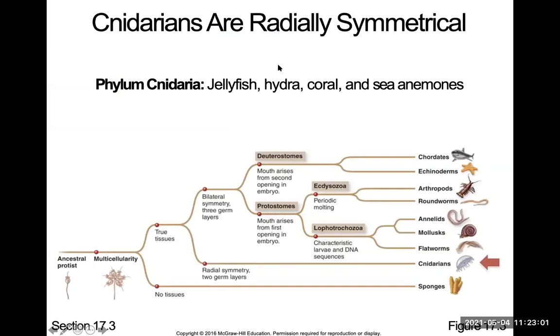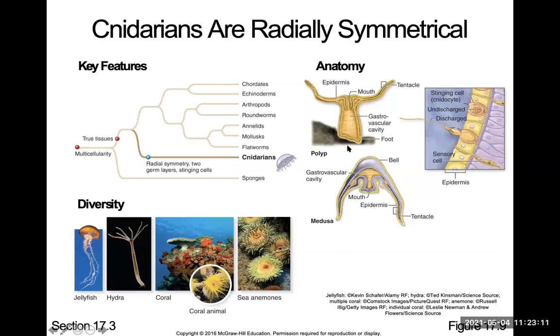Okay, so next phylum we have is Cnidaria. It's going to have jellyfish, hydra, corals, sea anemones. This jellyfish is going to have these stinging cells called cnidocytes. If you touch it, something comes out, this discharge comes out like a harpoon.